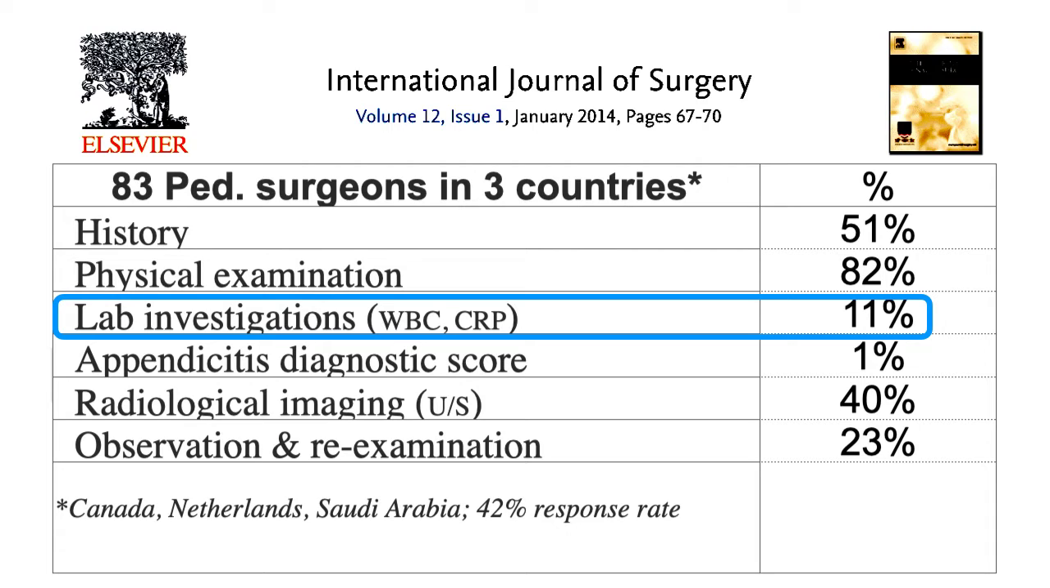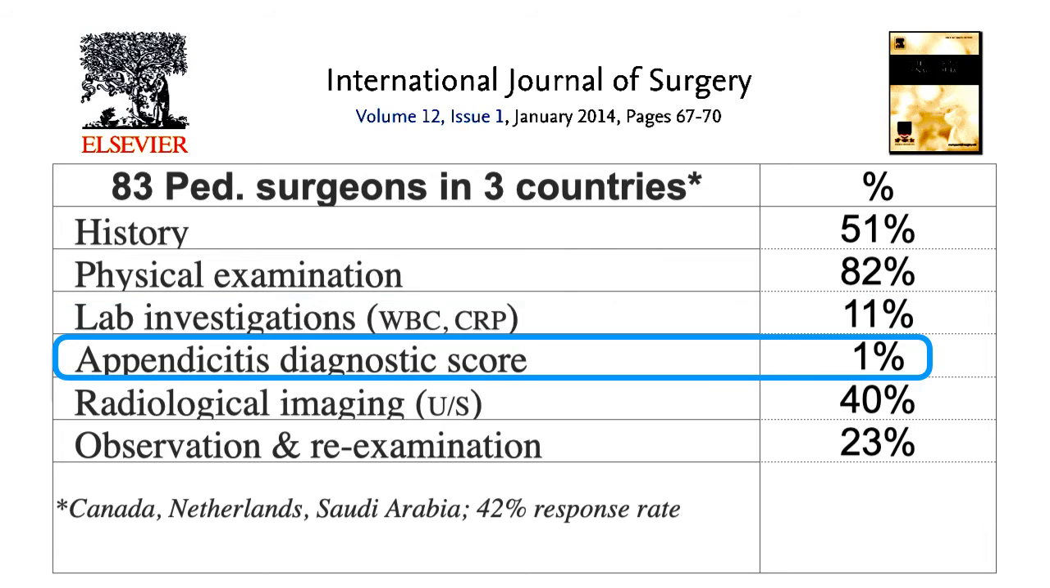Lab investigations, white count, C-reactive protein, and only one surgeon chose the appendicitis diagnostic score, which is interesting because there are over 900 papers in the literature talking about diagnostic scores.